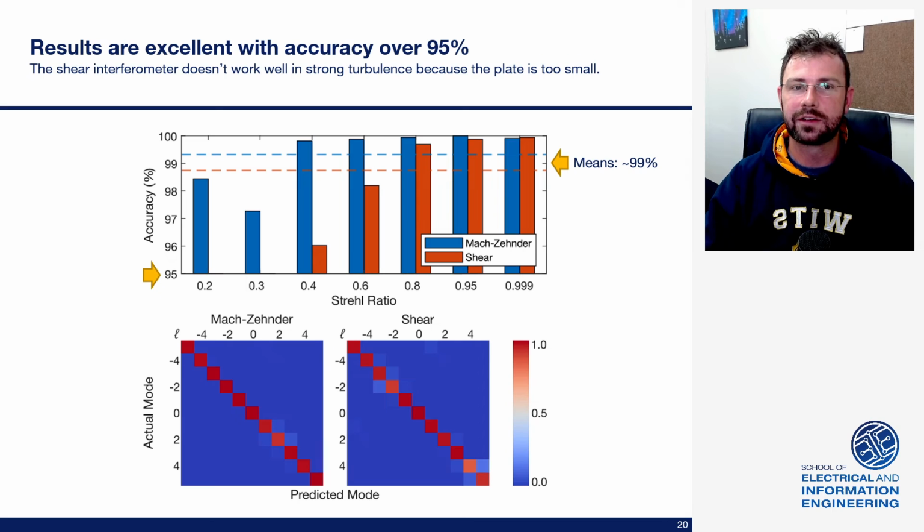So our results are actually excellent, and we had an accuracy of over 95%. You can see this is 95. Both the Mach-Zehnder and shear interferometer did extremely well, with the Mach-Zehnder doing a little bit better, probably because there were more pixels and information in the image. If we had a different shear plate and we could make more dense shear patterns, it would probably work just as well. And you can see here these confusion matrices. We have very little crosstalk and it works almost perfectly.